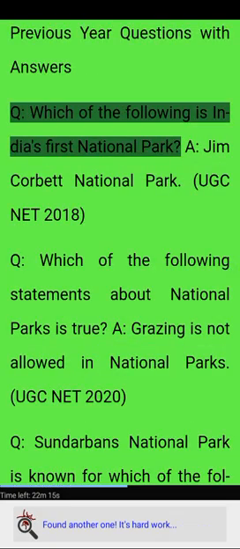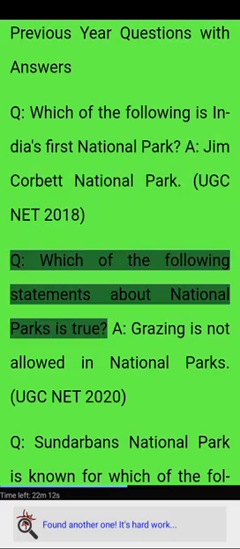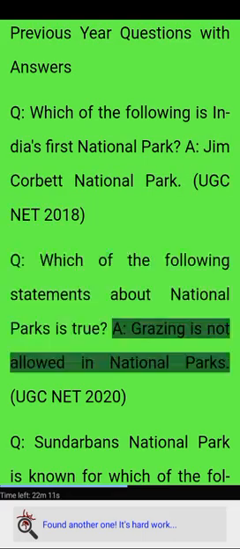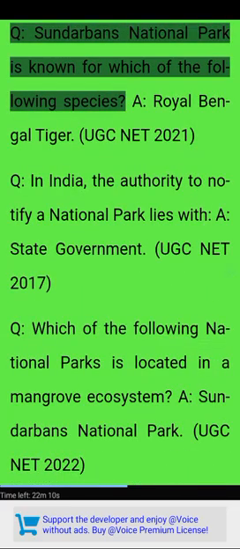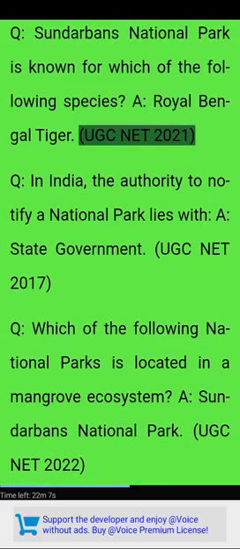Q. Which of the following is India's first national park? A. Jim Corbett National Park, UGC NET 2018. Q. Which of the following statements about national parks is true? A. Grazing is not allowed in national parks, UGC NET 2020. Q. Sundarbans National Park is known for which of the following species? A. Royal Bengal tiger, UGC NET 2021.